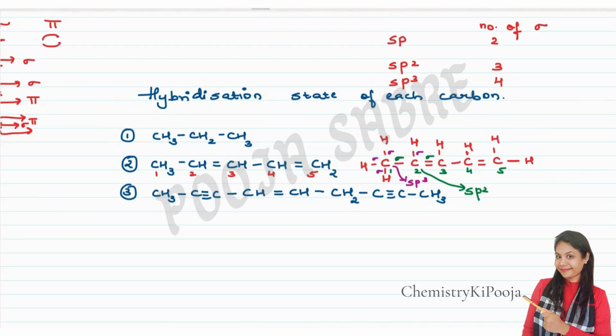Now the third carbon, again, it has 1, 2, and 3. So the hybridization state of the third carbon is sp2. The fourth carbon, I'll use some different color. The fourth carbon, 1, 2, and 3.